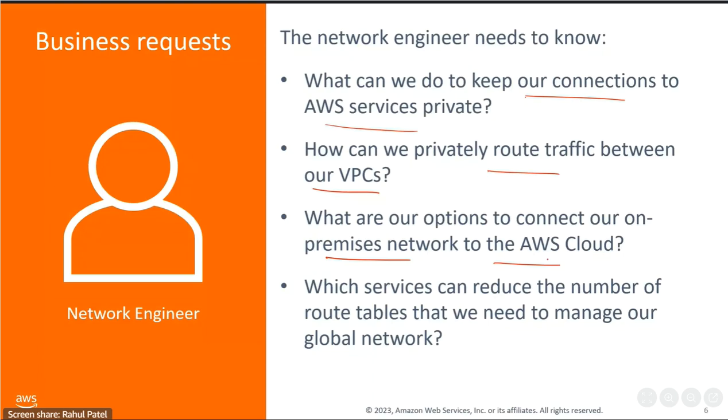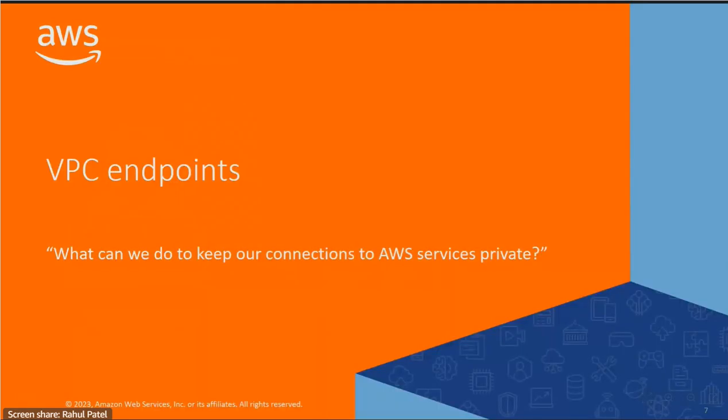And then, which service can reduce the number of route tables that we need to manage our global network? If we have tens or thousands of VPCs and on-premises networks on AWS, how are you going to manage this? These are the questions asked by the network engineer, and we will try to answer all of them one by one. So let's start with the first question: what can we do to keep our connections to AWS services private? For this we are going to explore VPC endpoints.